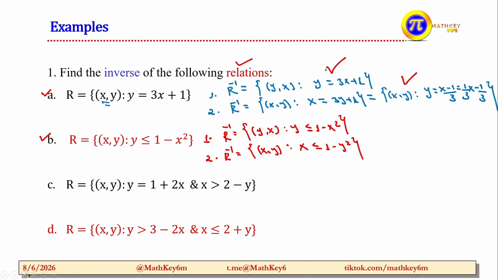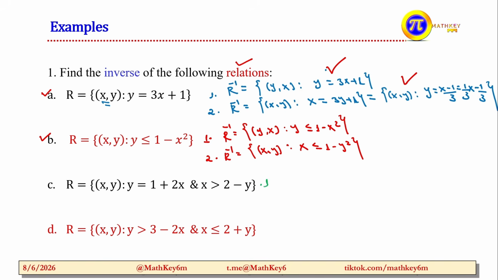So let's come to the next. The next one says the relation R equals {(x, y) : y = 1 + 2x, and x > 2 − y}. In this case, you have a combination of an equation as well as an inequality. So how can we find the inverse?